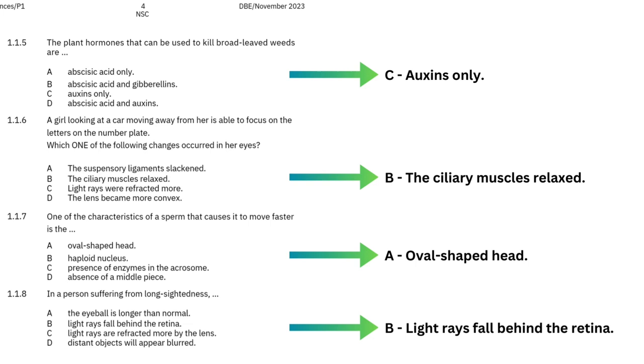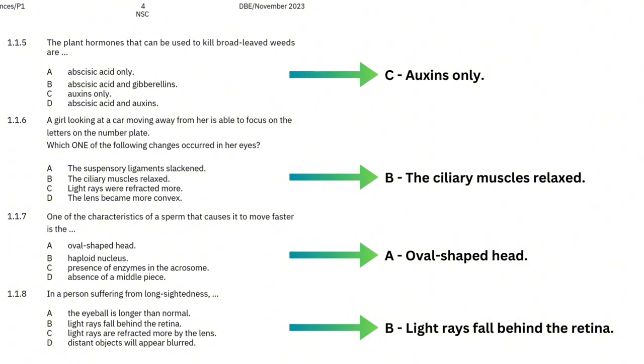1.1.6. A girl looking at a car moving away from her is able to focus on the letters on the number plate. Which one of the following changes occurs in her eyes? A, the suspensory ligaments slackened. B, the ciliary muscles relaxed. C, light rays were refracted more. D, the lens became more convex. The answer is B, the ciliary muscles relaxed.